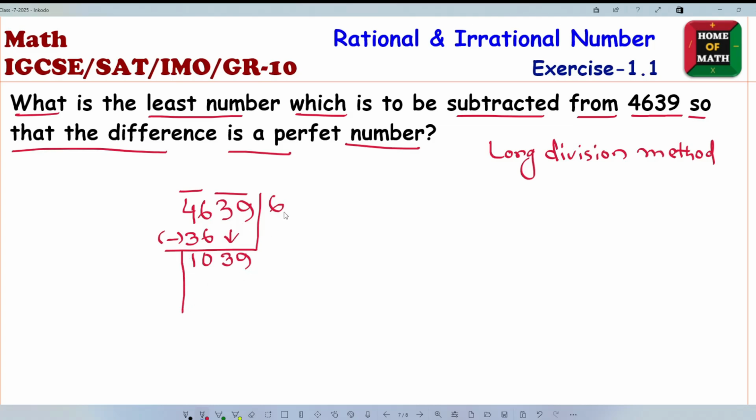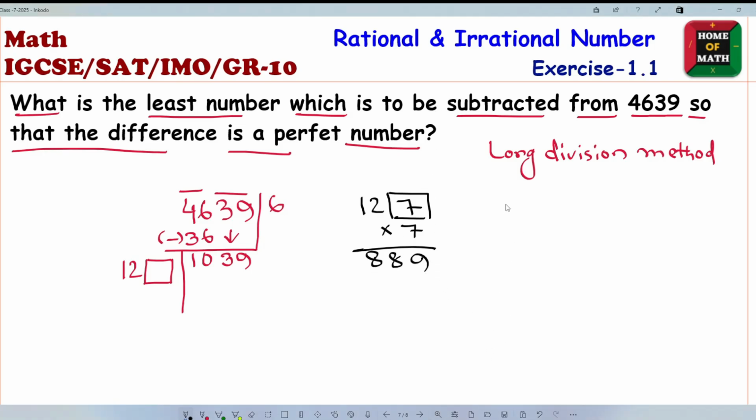Now we double the quotient, so 6 times 2 will be 12. We keep a space to put the value. What will we put? What is the nearest value? Look, if we put 7 here, 127, we times 7. We should use a calculator. So 127 times 7 becomes 889.